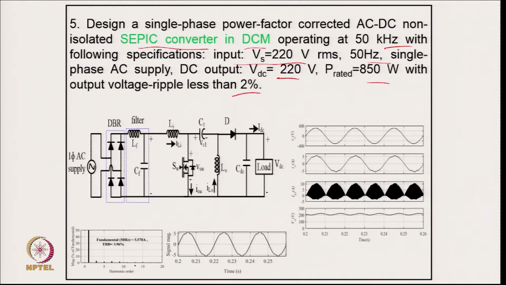So, this is a typical circuit. After the diode rectifier we have an EMI filter, then we have the SEPIC converter with the output capacitor. So, these are the two inductors and the capacitor, and here we design this input inductor typically in discontinuous mode.